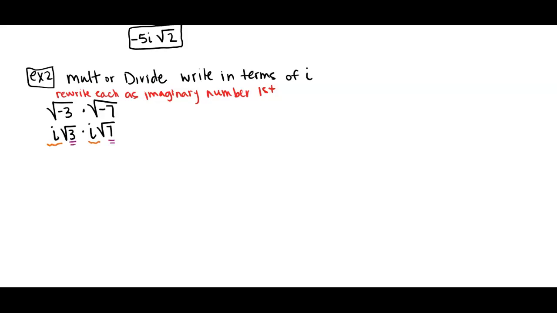Okay, so when we do that, maybe I'll keep it like this. So the I times I is my I squared. And then square root of 3 times 7 is 21. All right, so I get I squared times square root of 21. Anybody see anything else that we can do to simplify this more?